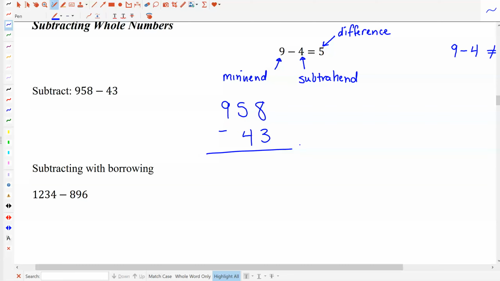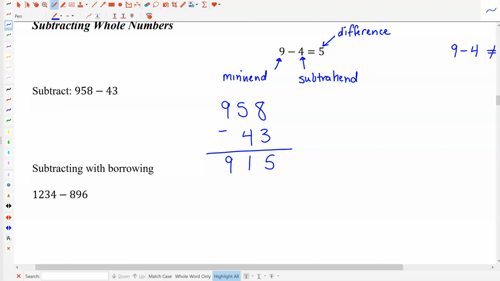Sometimes subtraction is considered to be a takeaway operation. So in my ones column, I have 8 take away 3. I would be left with 5. In my tens column, I have 5 take away 4. I would have 1 left. And in my hundreds column, I don't have anybody here to take away, so I'm just going to carry the 9 below the line. So 958 minus 43 would give me 915.